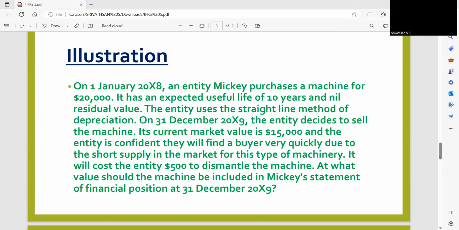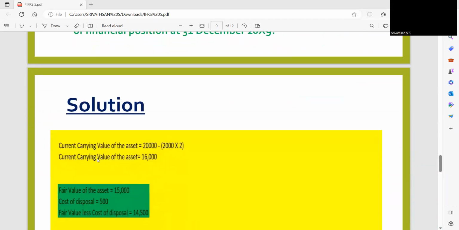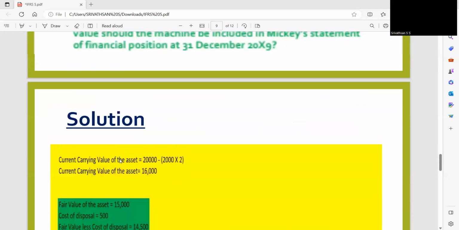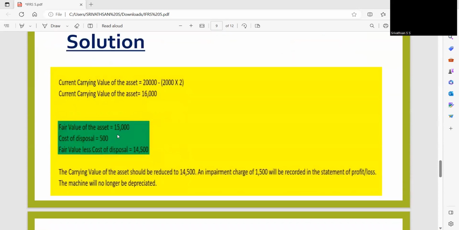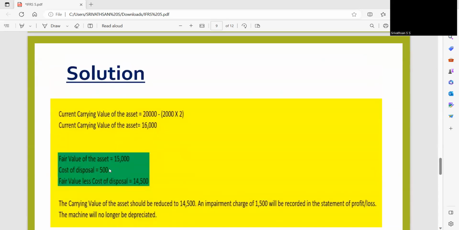but we have used the asset for 2 years, so the accumulated depreciation will be 4,000. That is 2,000 into 2. So the current carrying value of the asset becomes 16,000, which is nothing but 20,000 minus 4,000. And in the question they have given the fair value of the asset is 15,000, and cost of disposal is also given in the question, that is 500, and fair value less cost of disposal is 14,500, which is nothing but 15,000 minus 500, and you get 14,500.